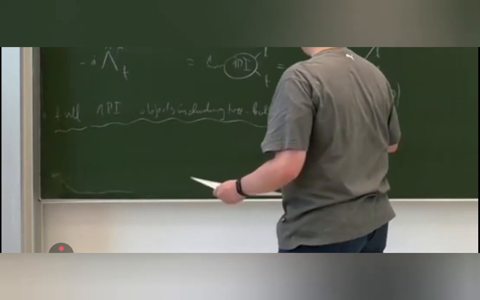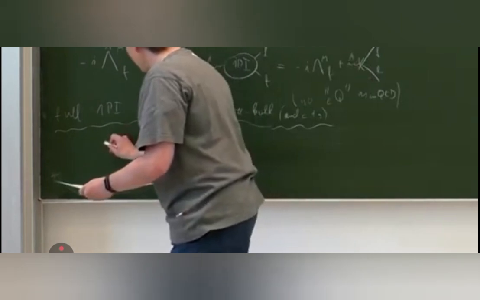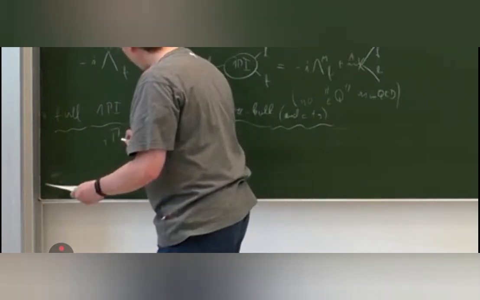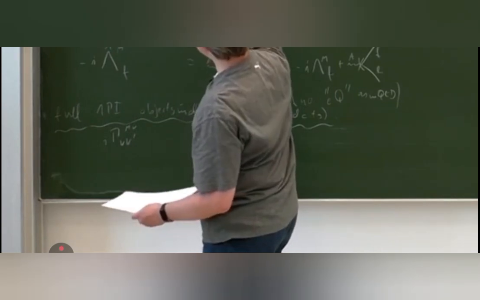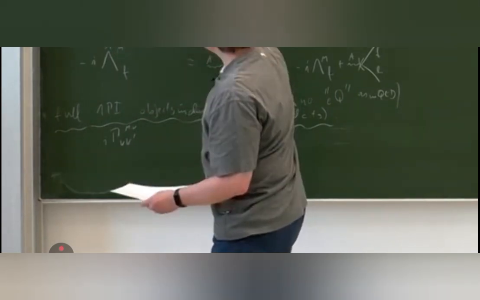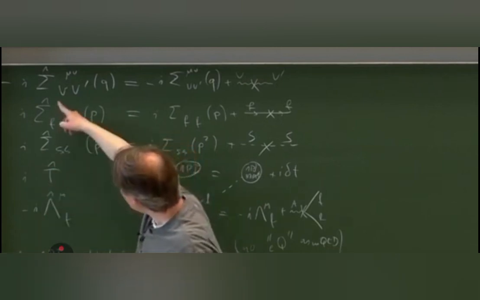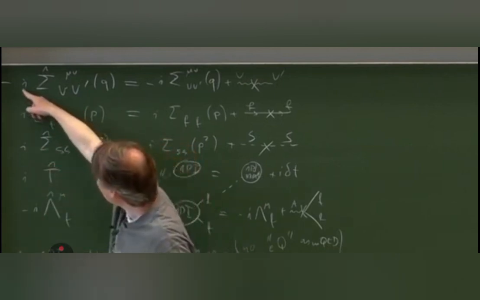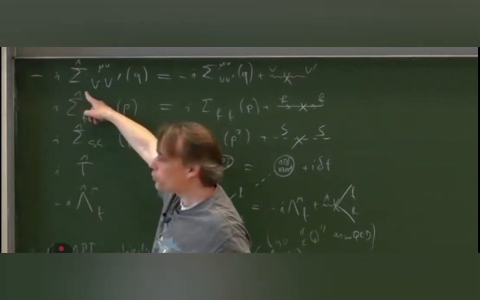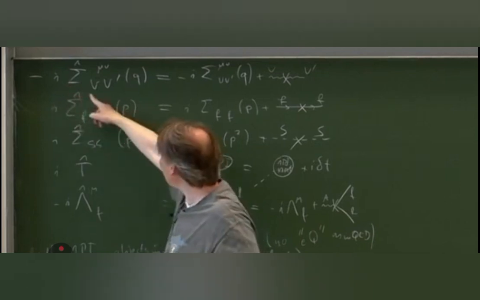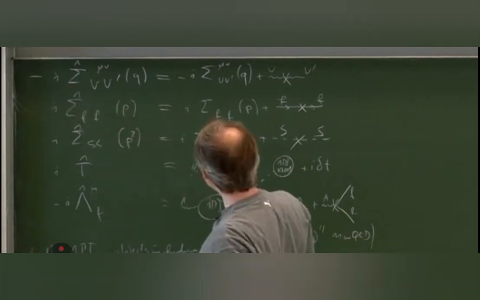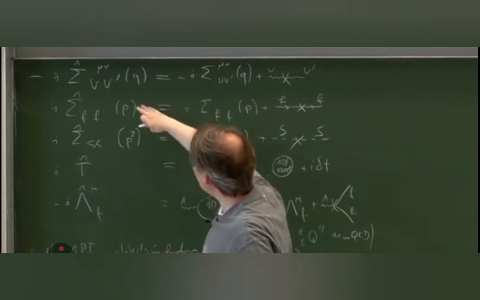So let me give some names. So i times gamma V V prime mu nu. So gamma instead of sigma. The difference is all of the gammas. So let's start with this. Here some of them have a minus in front, which is motivated by the explicit Feynman rules, which we know also have a minus and so on. And then we have specific names for the different Green functions.